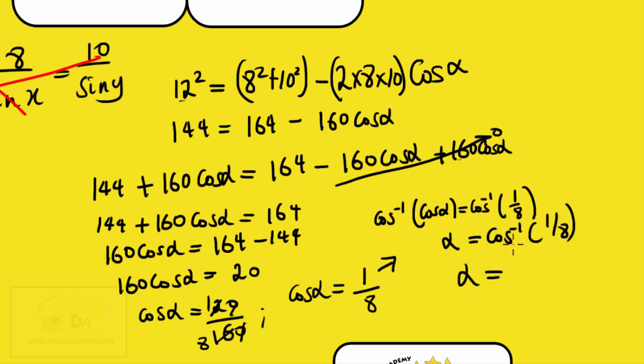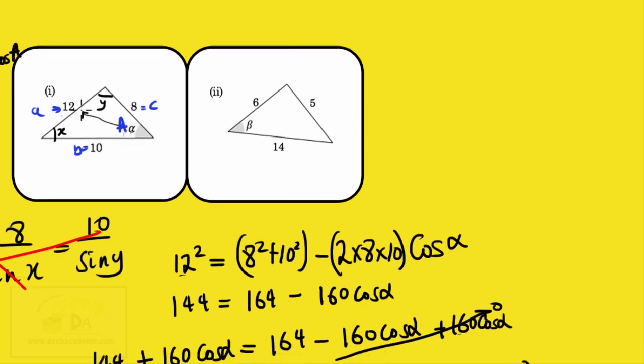Alpha is equal to the inverse cosine of 1 over 8, which you can determine using a calculator by hitting the shift key, then hitting the cosine key, and then typing in 1 over 8, and that results in 82.8 degrees as the result. So that's alpha. So we worked out alpha, and now we need to determine beta.